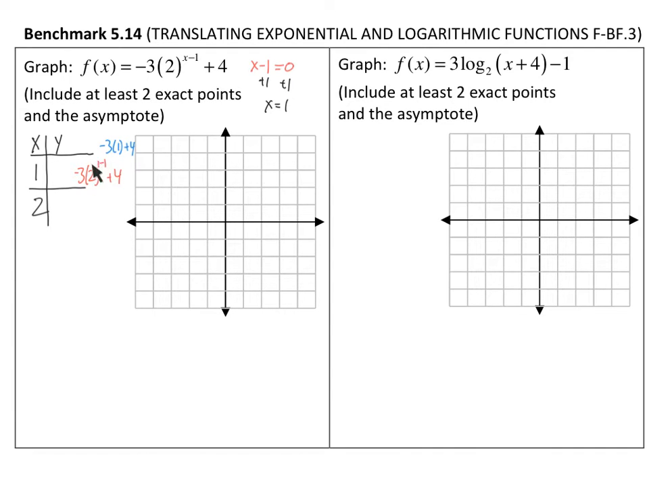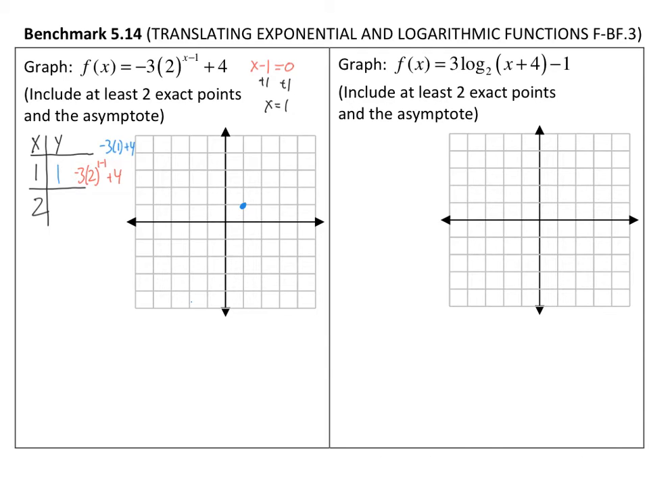Again, this right here would equal 1. Negative 3 times 1 is negative 3. Negative 3 plus 4 is 1. So there is a coordinate we're going to go over here and plot. Which let's just do it right now. Over 1, up 1. There is a dot on our graph.